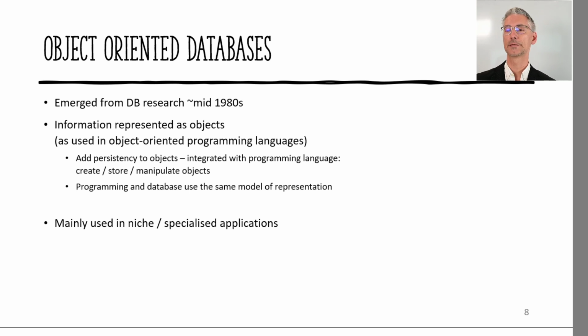In the mid-80s, new research started to focus on object-oriented databases that emerged in the 1990s. Here the information is represented as objects, as, for example, used in object-oriented programming languages. So this allows adding persistency to objects and integrating it with the programming language. So you create, store, manipulate objects and have the same representation of entities in the programming language and in the database. However, this has mainly found use in many niche and specialized applications, and has not found use in the wider world.